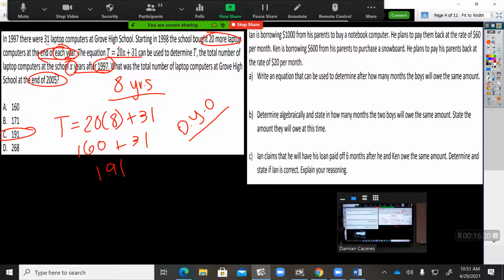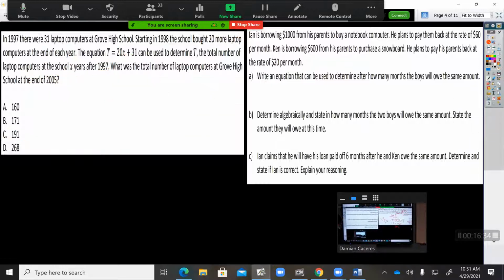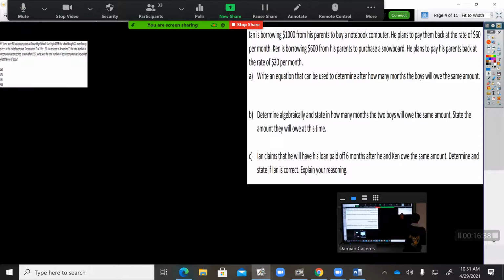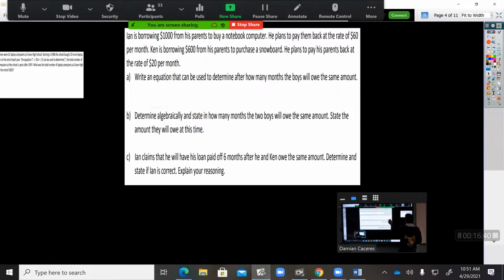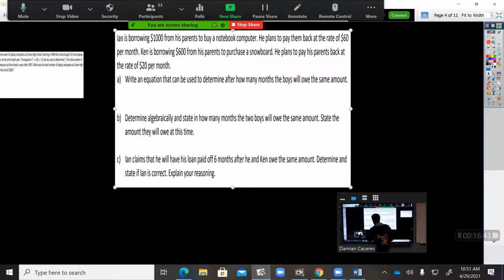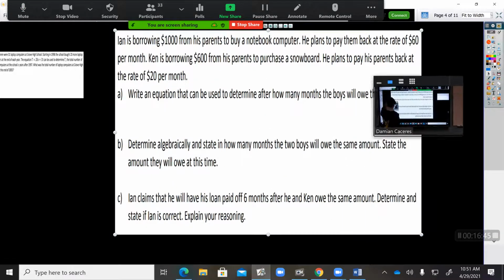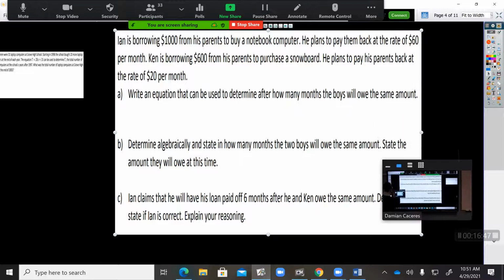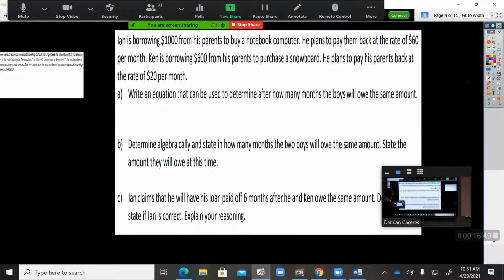Any questions on that one? Now, pay close attention to the next one here, because it's a multi-part question. Make it a little bigger for you guys. All right, so pay attention here.